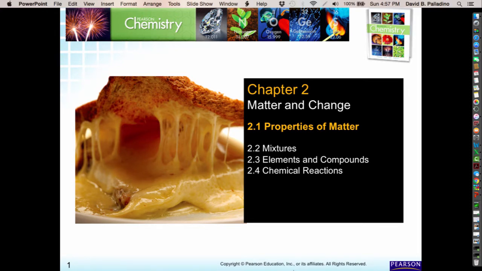Hi, and welcome to Chapter 2. Today we're going to start talking about the properties of matter. Now this is going to be very important because we mentioned before that chemistry is the study of matter and its properties. So this is chemistry.